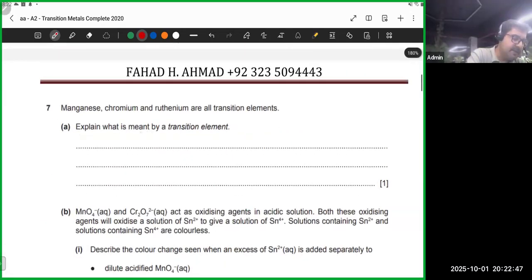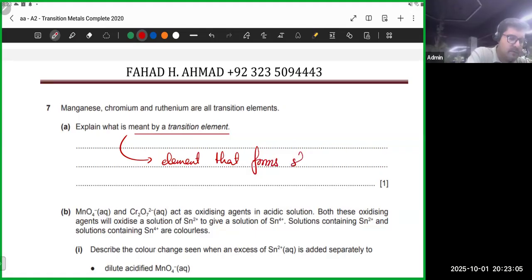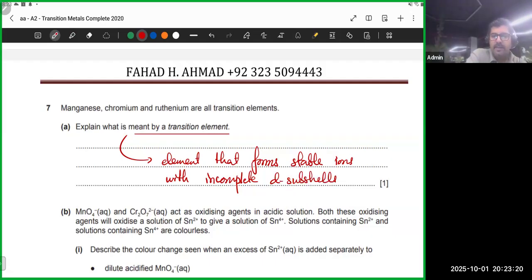Explain what is meant by a transition element. Remember, in the notes we wrote down the definition initially. It's an element that forms stable ions with incomplete d subshells. That is what a transition metal is.